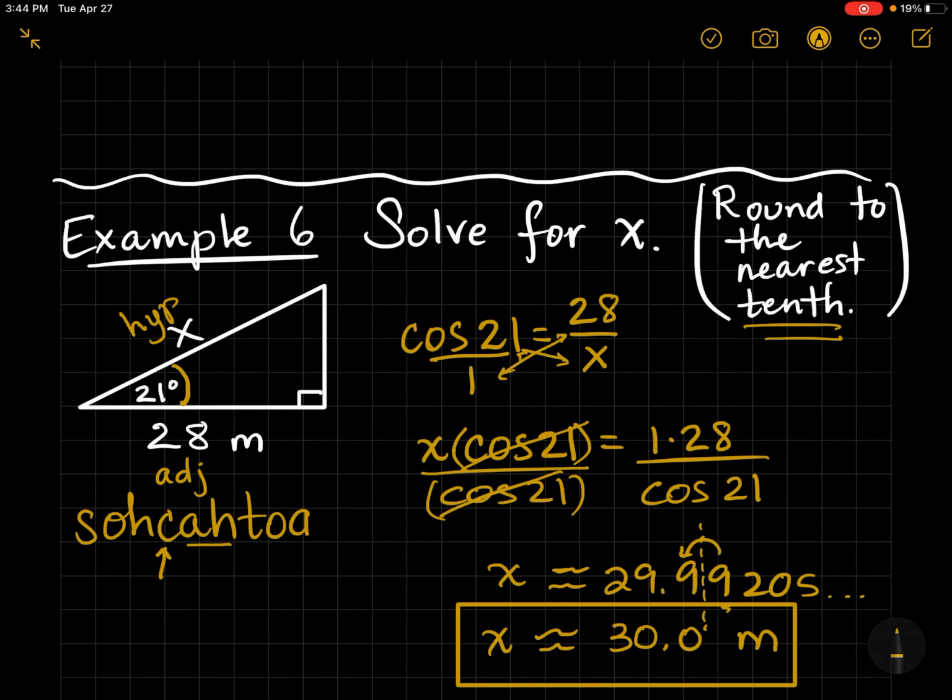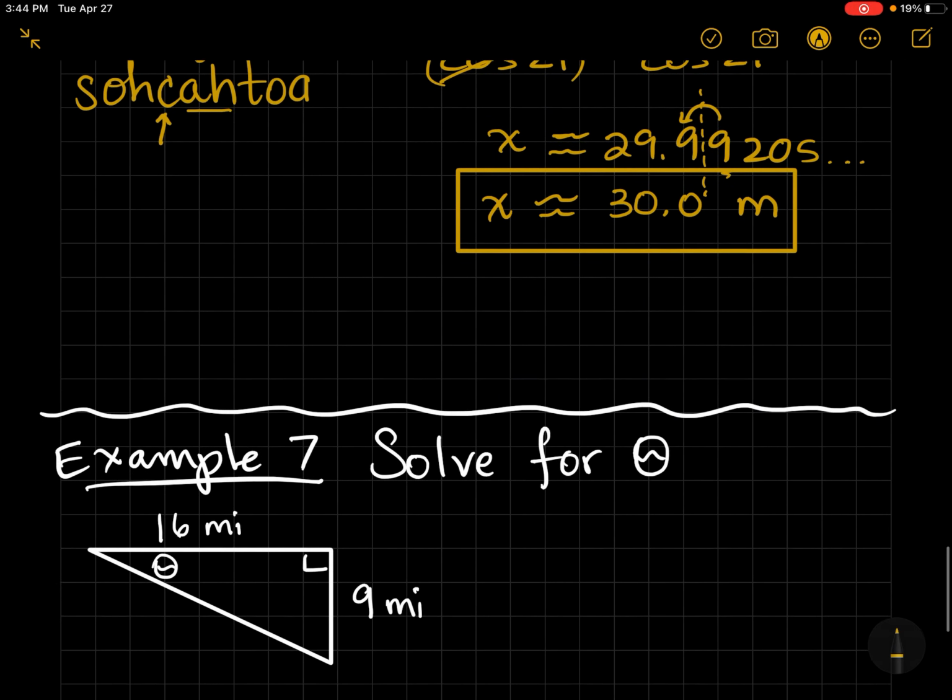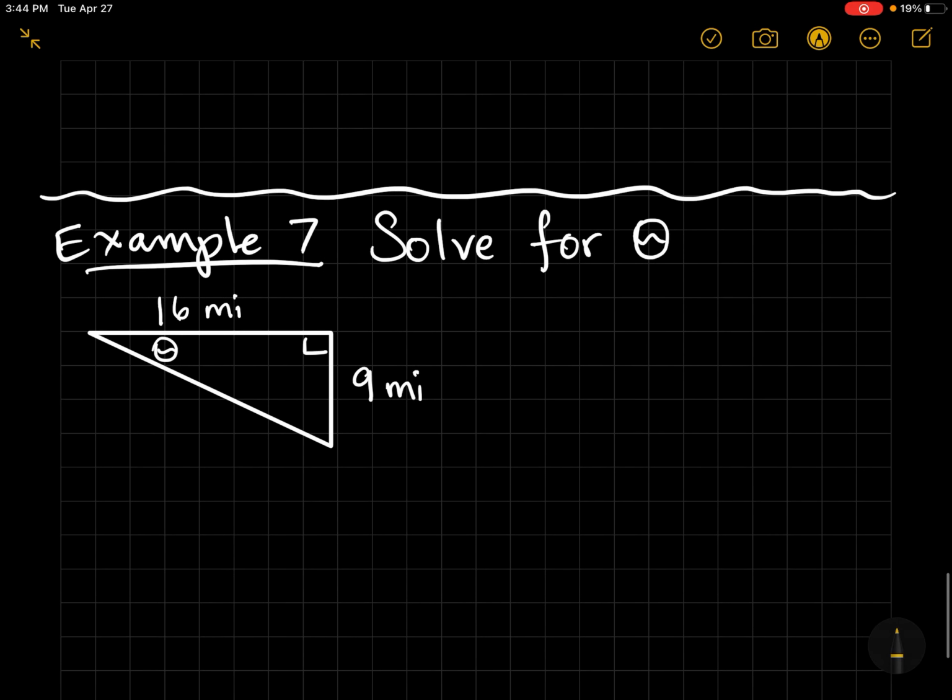Does this answer make sense? 30? Yeah, about 30 meters sounds good. Remember, the hypotenuse has to be the longest side. Now for our final example. This time we're looking for a missing angle.